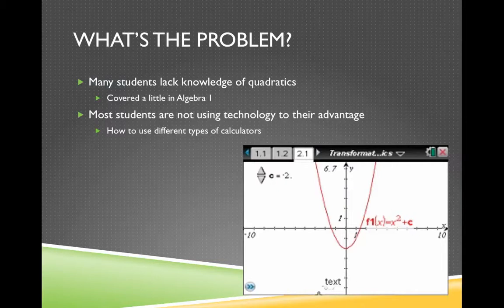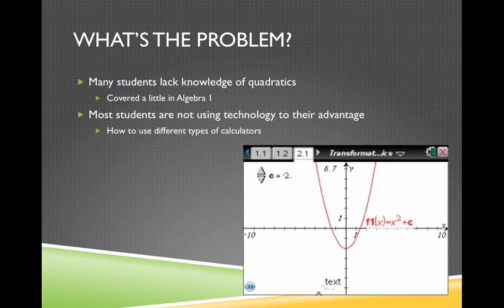Another big problem is most of the students lack the knowledge of quadratics. They cover it in Algebra 1 a little bit, but not as in-depth as we do, and they come to Algebra 2 acting like they don't know anything about it. My goal is for them to learn a little bit more about it and to retain it for the ACT.